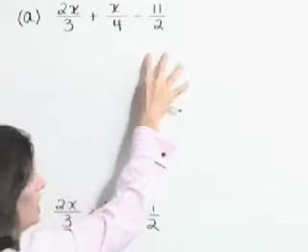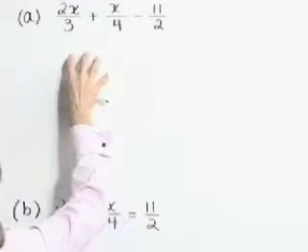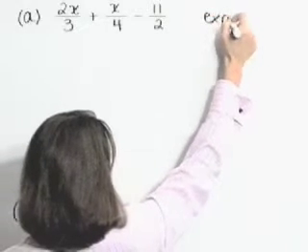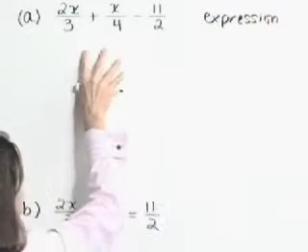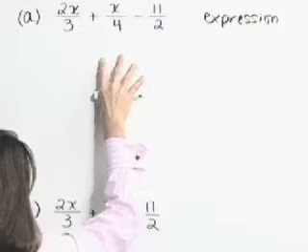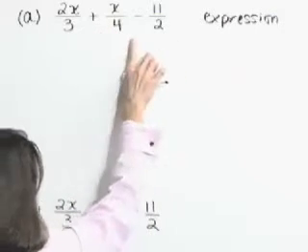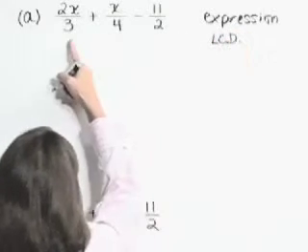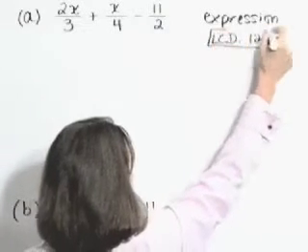Notice that there is no equal sign with something on both sides of it. This example in part A is an expression. And what we need to do with this expression is perform the indicated operations. So we need to add and subtract these terms. In order to do that, we need a lowest common denominator. A lowest common denominator of 3, 4, and 2 is 12.